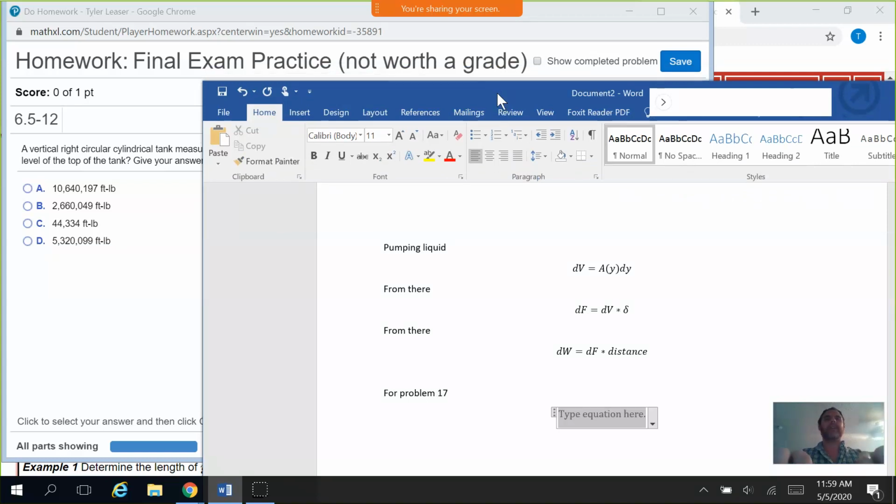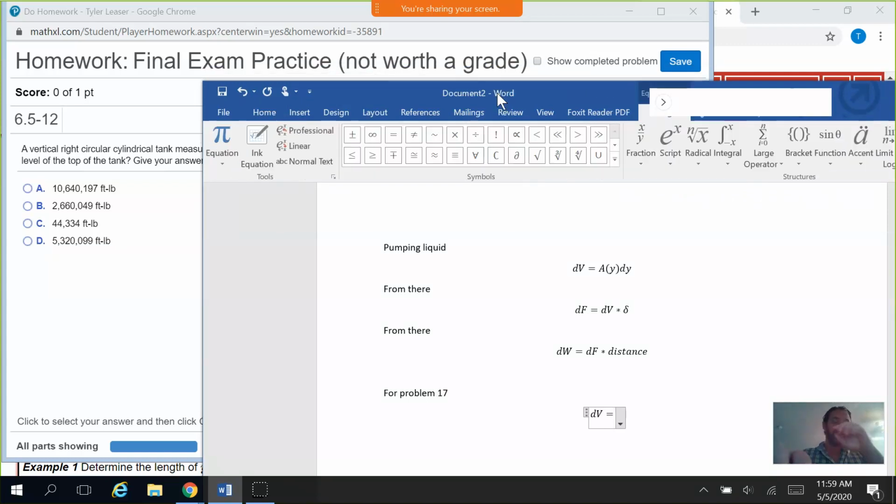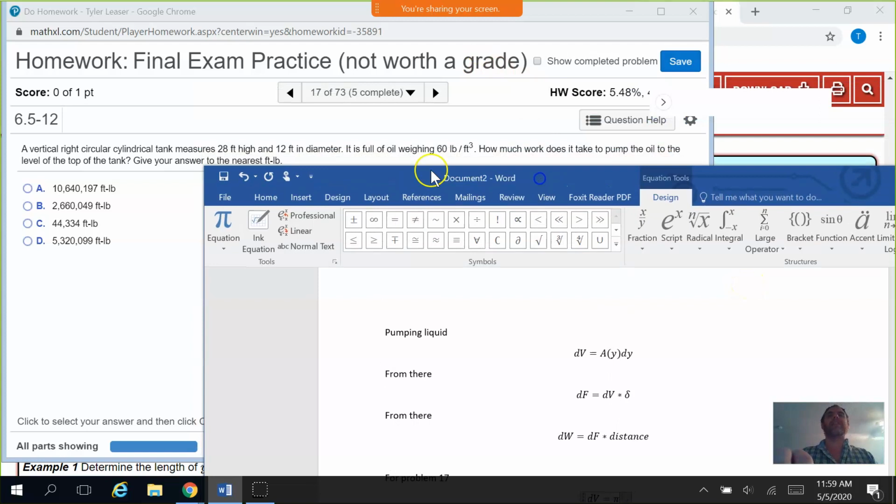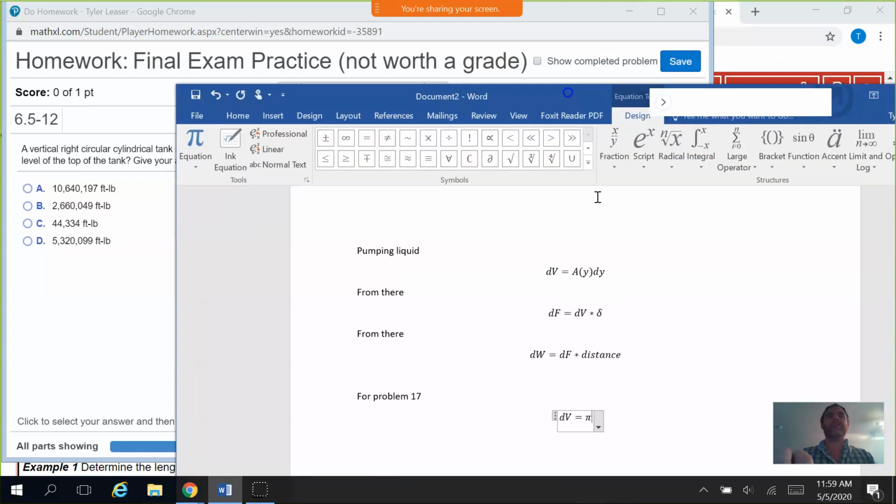For problem 17, the volume of each of the slices is going to be the area of each slice. The area of a circle is pi r squared. If the diameter is 12, then my radius is going to be 6, so I'll write this as 6 squared for now. That times the differential of the height of each slice, which we're going to call dy. It's an infinitesimally small distance along the y-axis for my cylinder. So to simplify, this is 36 pi dy.